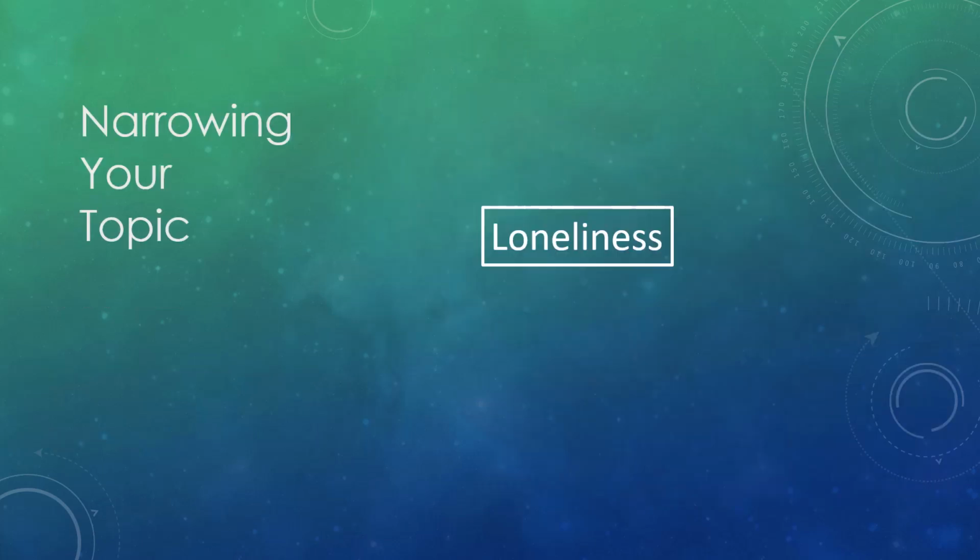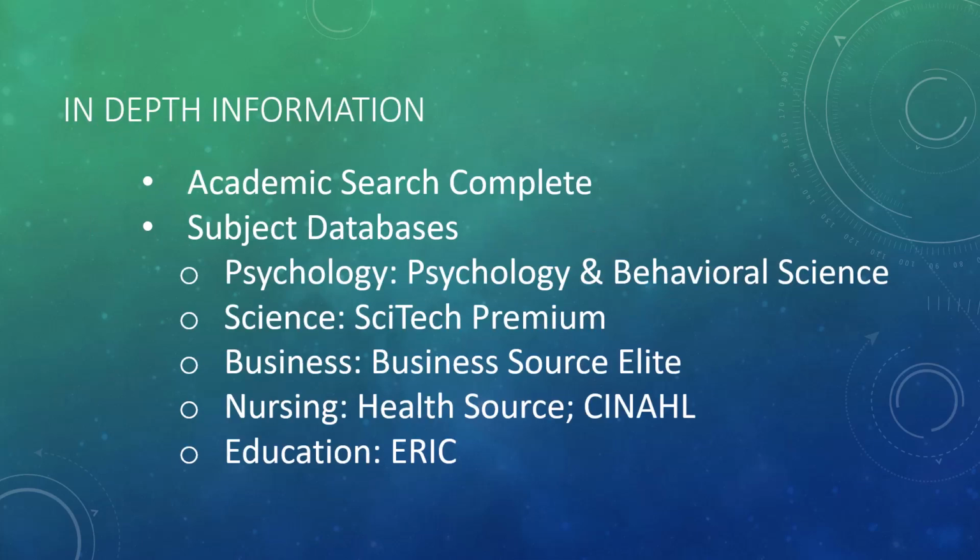After you pick a topic, let's say you pick a topic like loneliness, you can narrow it down and then start looking for more in-depth information. That's going to be in things like Academic Search Complete, that's one of our databases, but also subject databases. We have databases that are specific to any subject that you might be doing. For example, we have psychology databases, we have science databases, we have business databases, one's for nursing, one's for education, etc.